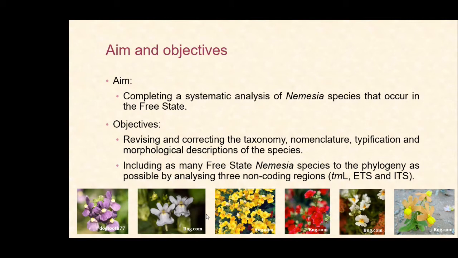So with this project, we aimed to complete a systematic analysis of Nemesia species occurring in the Free State. And this was achieved by revising and correcting the taxonomy, the nomenclature, typification, and the morphological description of the species. And we also included as many Free State Nemesia species in the Nemesia phylogeny as possible through the analysis of the 3 non-coding gene regions. Next slide, please.